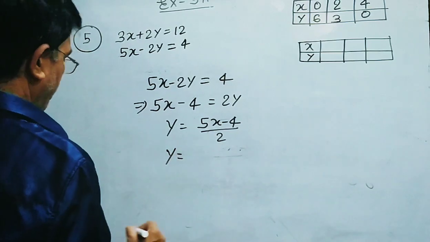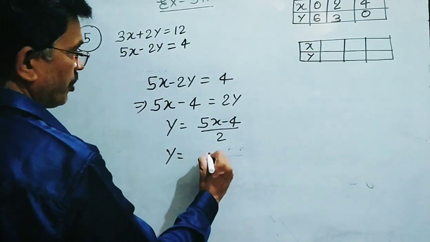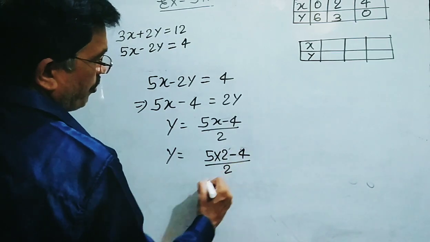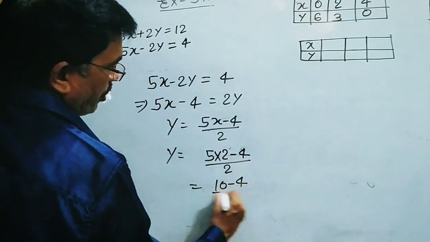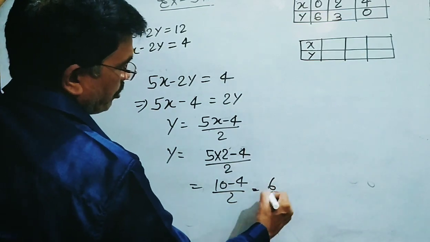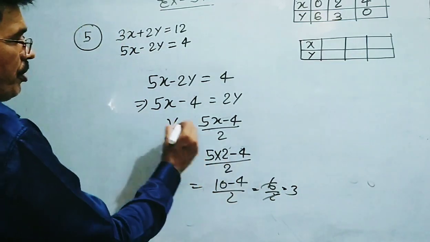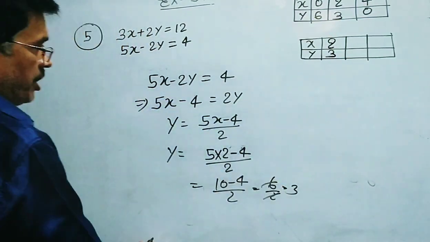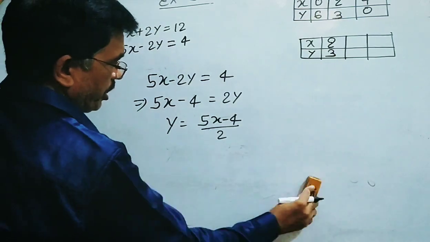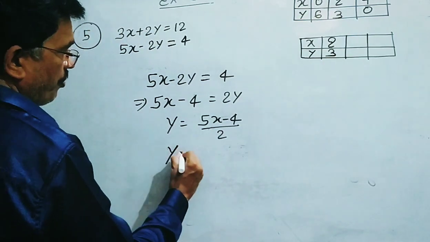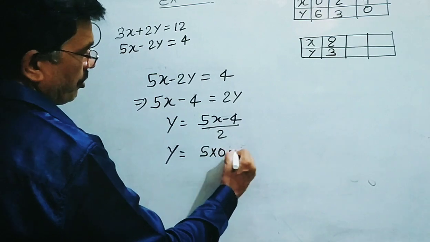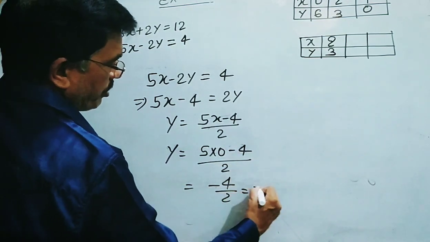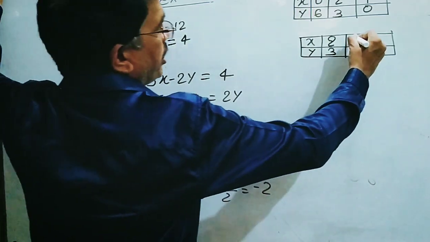Here is y. Now take x is equal to 2. Then (5 into 2 minus 4) by 2, that is (10 minus 4) by 2, that is 6 by 2, here it is 3. So when x is 2, y is 3. Next, you can write x is 0, then y is (5 into 0 minus 4) by 2. What do you get? It is minus 4 by 2, that is minus 2. So when x is 0, y is minus 2.